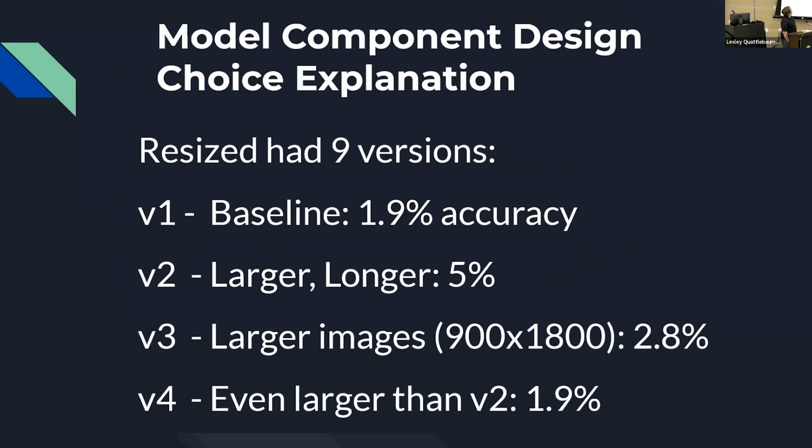So, to explain, the big reason why resized had such a better result was that it managed to go through 9 different versions over the course of a few months. Our baseline only had 1.9% accuracy and was derived from a pre-existing model I had from a previous project. The second version was larger and was trained for longer and managed to achieve 5%. For version 3, a different size of images was tested, only to find that it resulted in a loss. Similarly, we tried to go even bigger for v4, and yet it also had a loss.